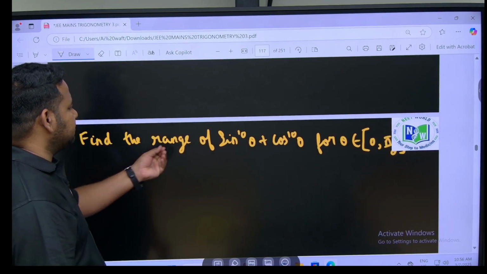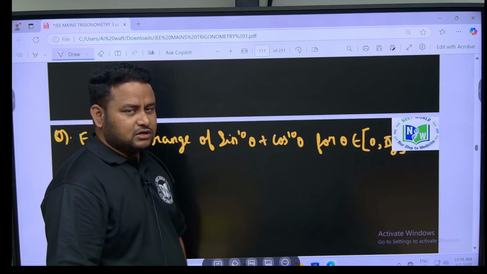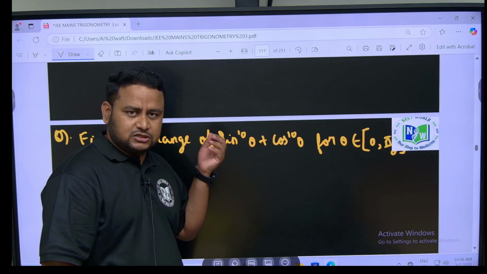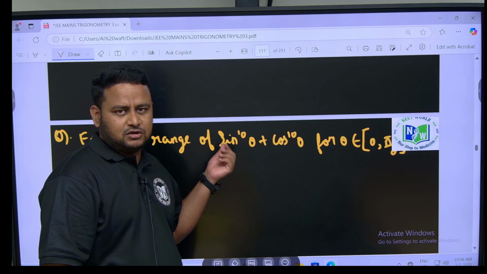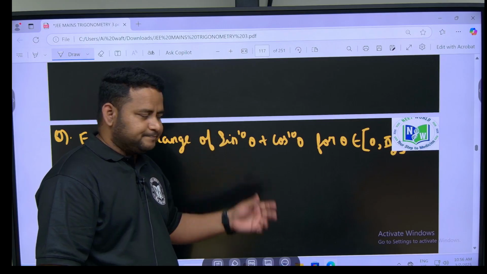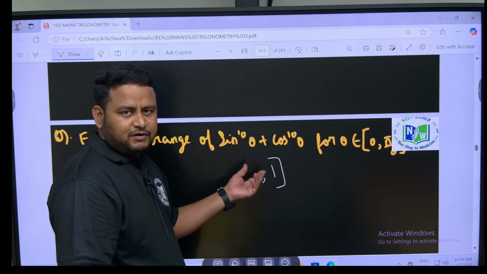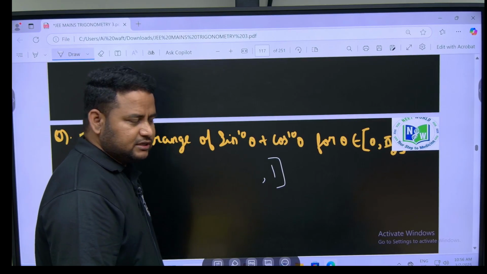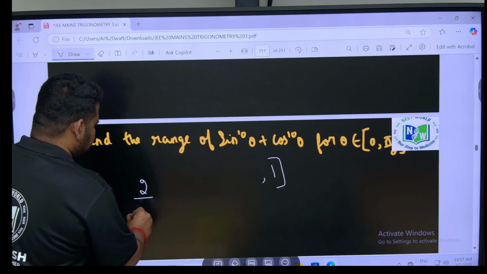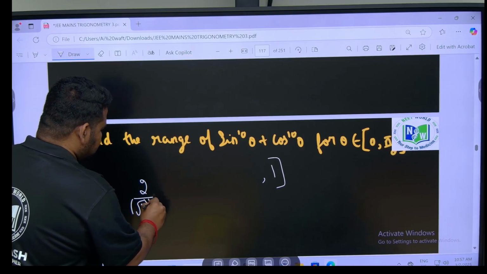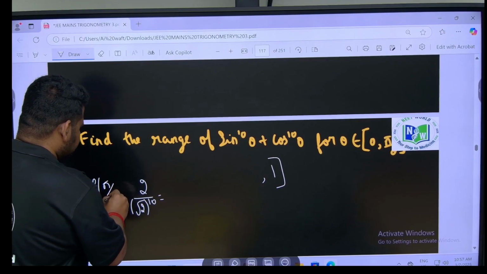Find the range of sin to the power of 10 theta plus cos to the power of 10 theta. Here also it is given as 0 comma pi by 2, that is the first quadrant. Here also the critical point will be pi by 4 and the extreme values will be 0 and pi by 2. Here also the maximum value will be 1. We have to find the minimum value, which is the other end of the range. Here also we will get 2 times (1 by root 2) to the power of 10. If you put f of pi by 4, you will get this value.